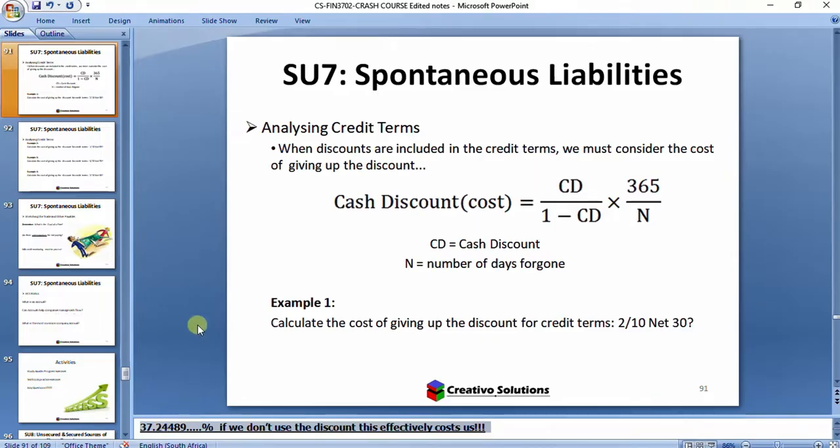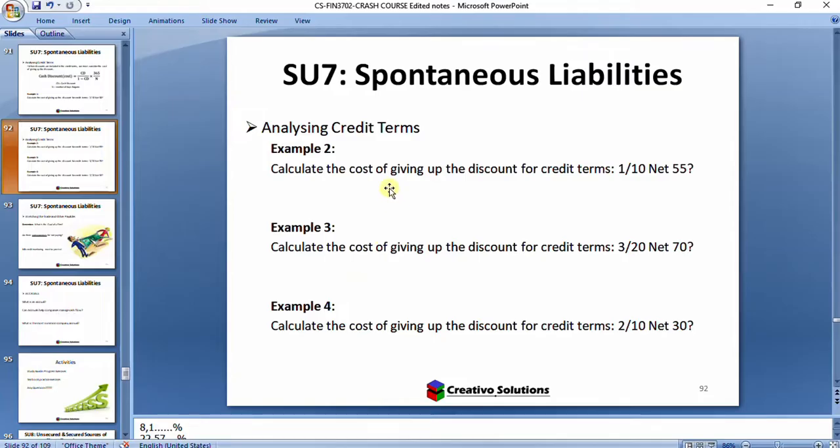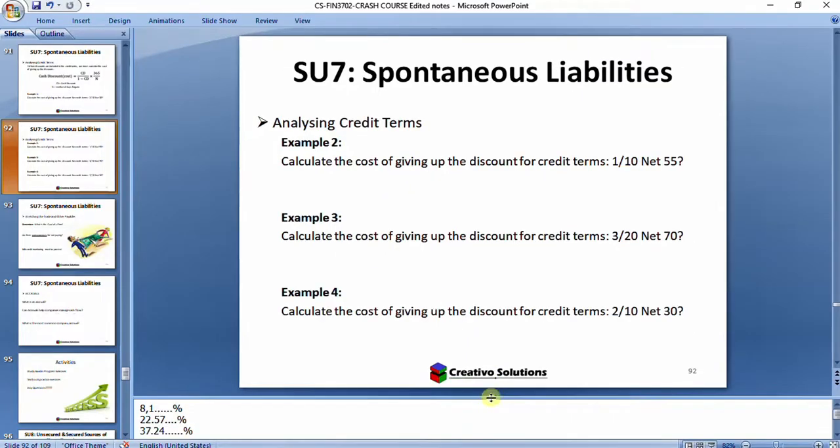Yes. Perfect. I've given you 3 more examples here. Just in terms of time, I'm just going to show you the answers and then ask you to please try do these workings in your own time. The answer for example 2 is 8.1%. The answer for number 3 is 22.57%. And the answer for number 4 is 37.24%. I think that's actually a repeat question. That looks like the same question. So there's actually only 2 new questions. Try those, see how you do.